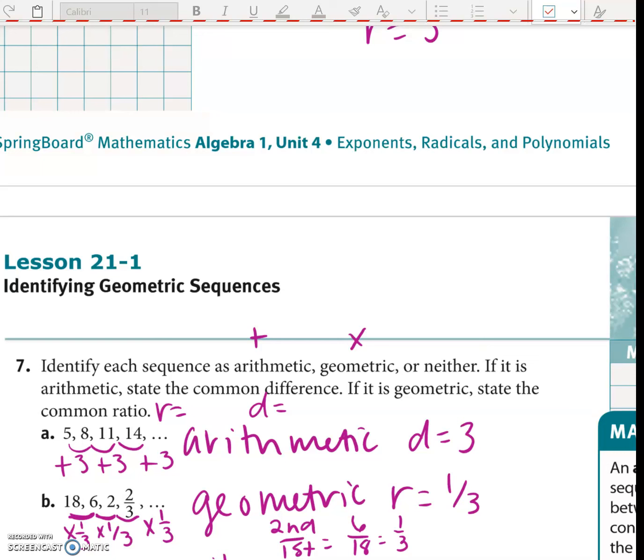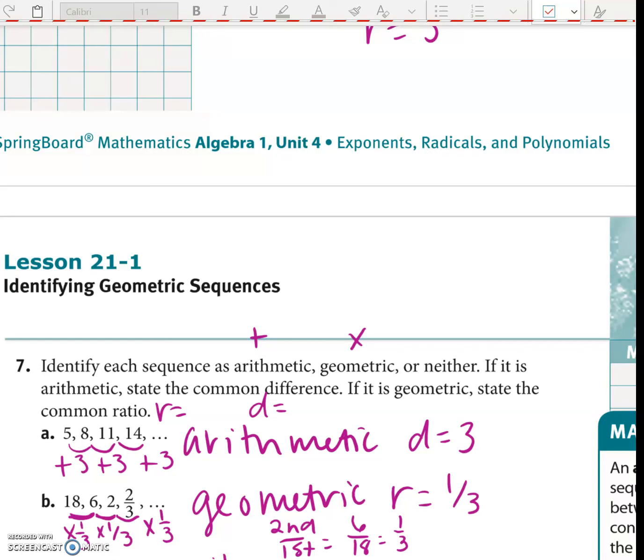So same thing with E. They're alternating between positive and negative. So I would definitely try geometric first. And you can kind of easily see these numbers are pretty much getting cut in half, which means I'm multiplying by a -1/2 each time.